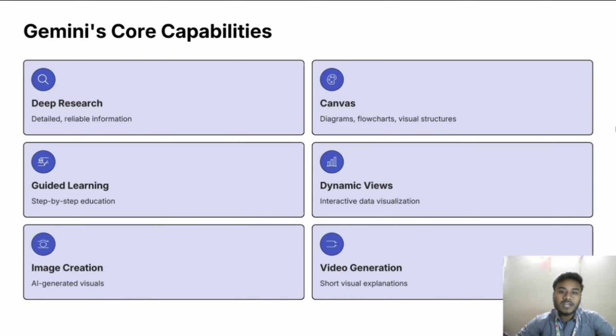Now I am going to explain two very important features of Gemini, deep research and Canvas, which help in both information accuracy and visual understanding.